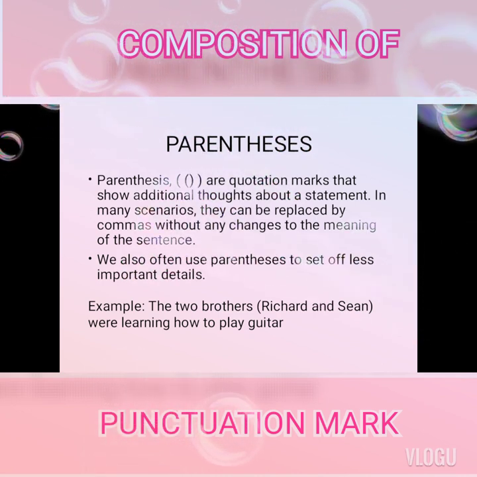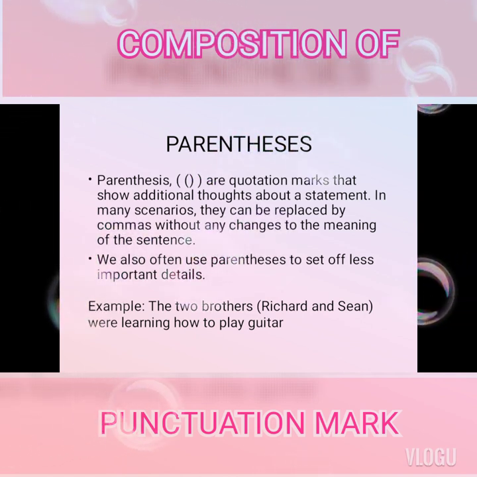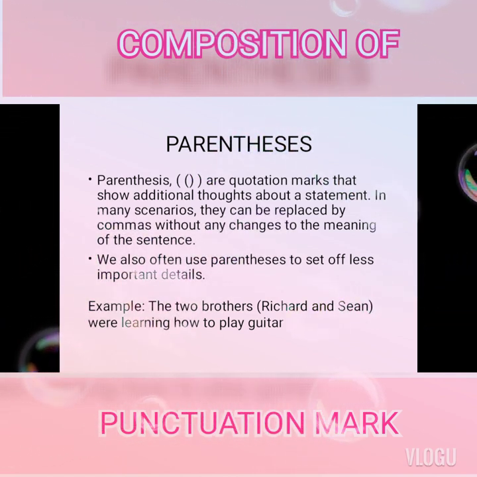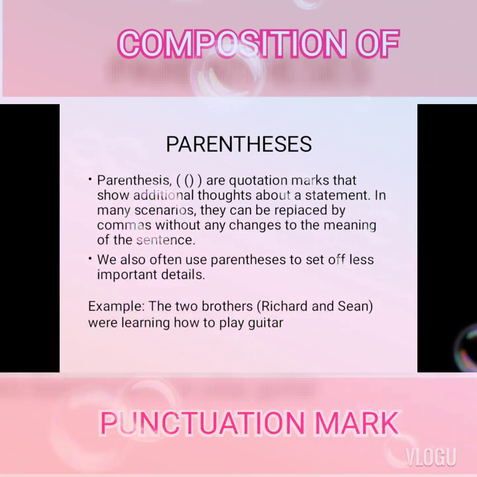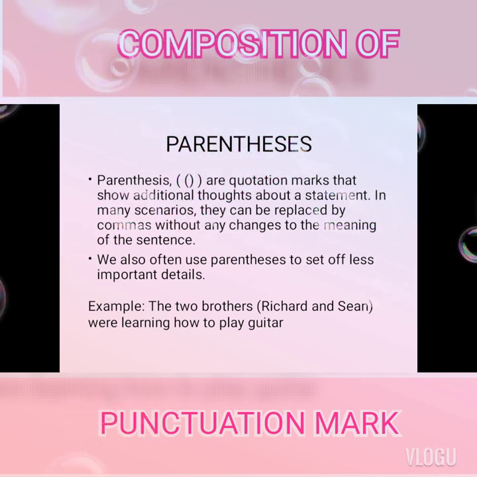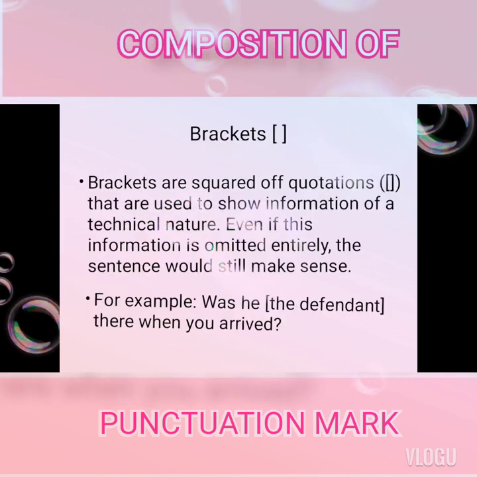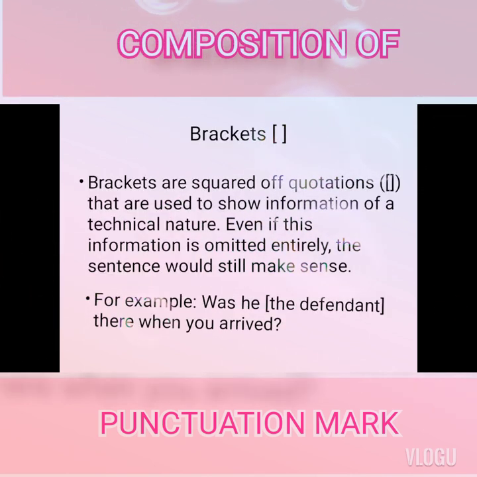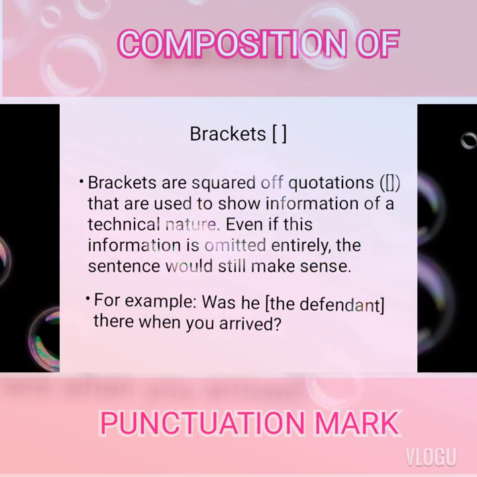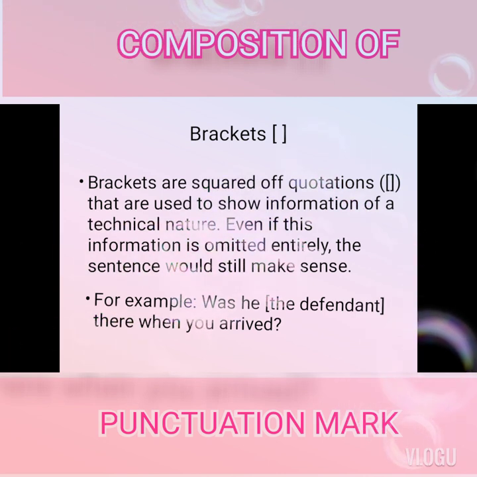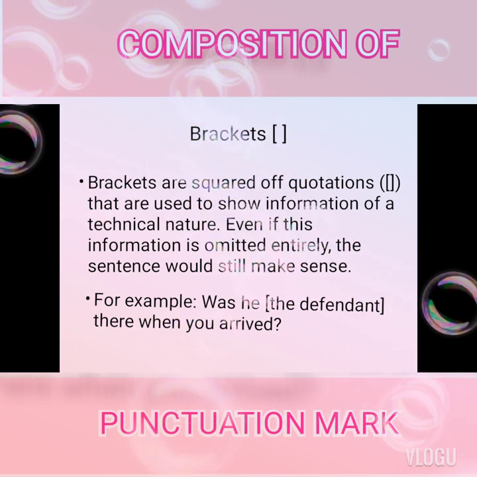Parentheses. Parentheses are curved brackets that show additional information about a statement in many scenarios. They can be replaced by commas without any change to the meaning of the sentence. We also often use parentheses to set off less important details. Example, the two brothers (Richard and Paul) were learning how to play guitar. Brackets are square marks of quotation that are used to show information of a technical nature. Even if this information is omitted entirely, the sentence should still make sense. For example, "Was the defendant [Mr. Smith] there when you arrived?"